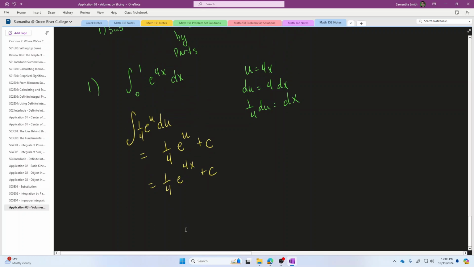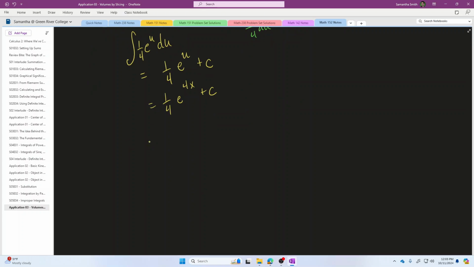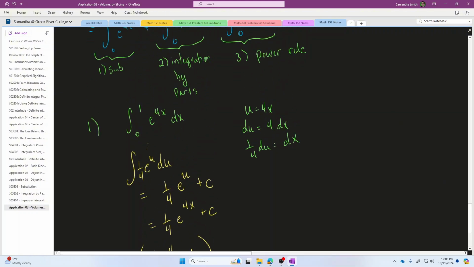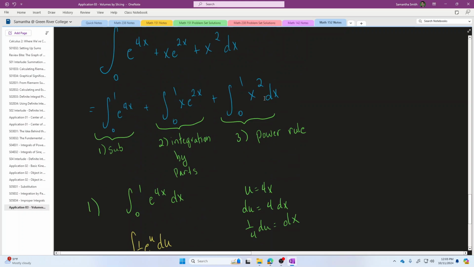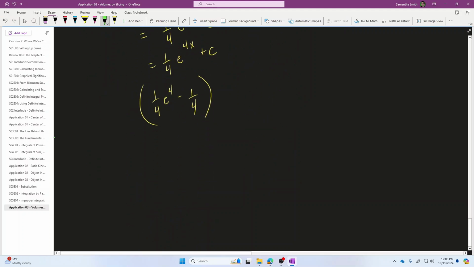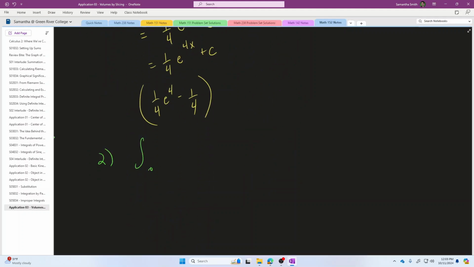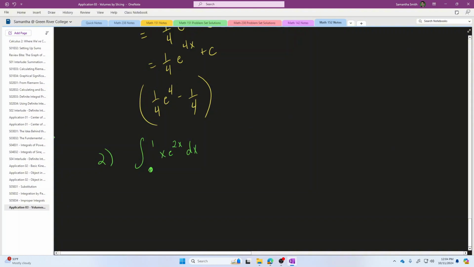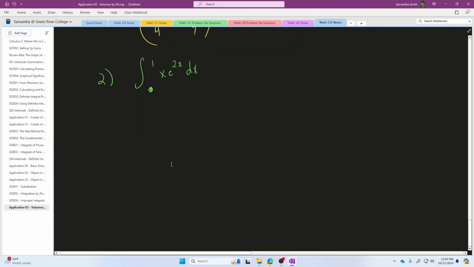And to translate from this indefinite integral back to this definite integral, all I'm going to do is drop the plus c and then plug these two limits of integration into my antiderivative. This would be the value of integral number 1 in this sum. For integral number 2, I think I'm going to have to use integration by parts to make this manageable.